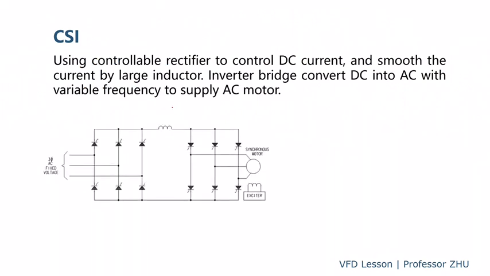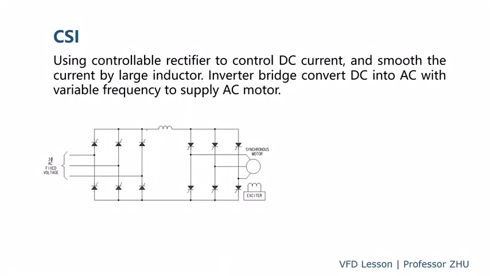CSI is relatively older technology, and very few companies manufacture CSI. They are normally used in very large horsepower applications, like big VFDs for the starter of the big blower in the steel plant, and also driving the big pump.